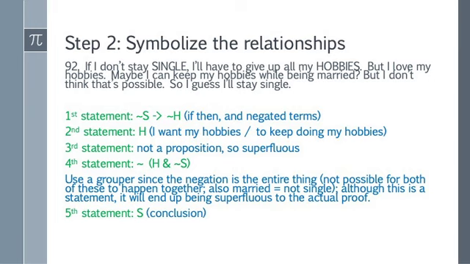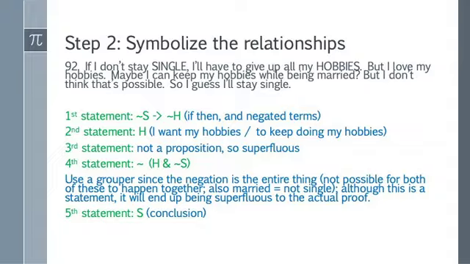So go back to the previous statement with the question. It was saying keeping your hobbies, that would be H, and being married. In this case, since we already said S is single, then not S will be married, right? So H and not S, I don't think that's possible, and you put a dash in front of the entire thing. So use a grouper, since the negation is the entire thing. It's not possible for both of these to happen together, and then married equals not single. Although this is a statement, it will end up being superfluous to the actual proof, but it is here stated.